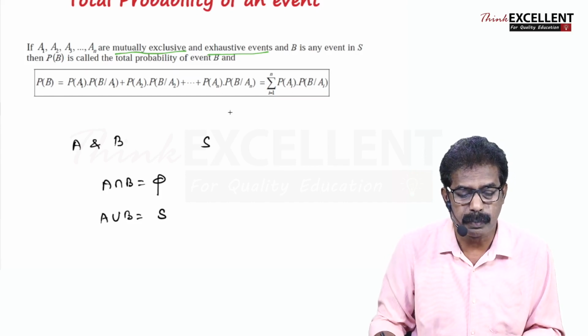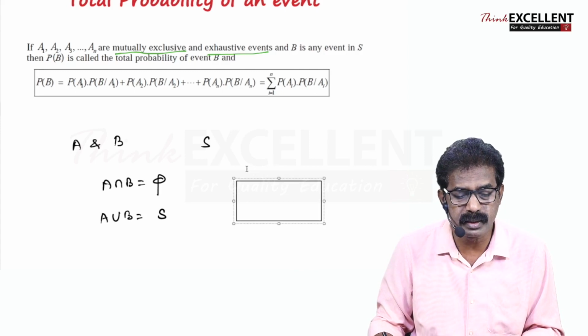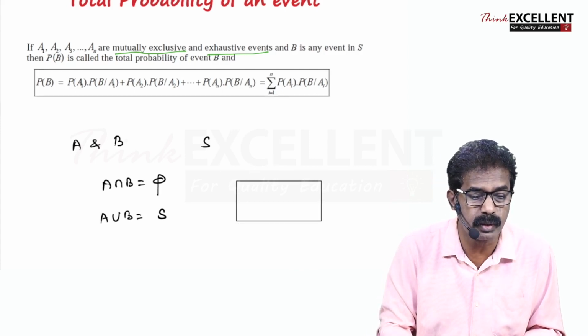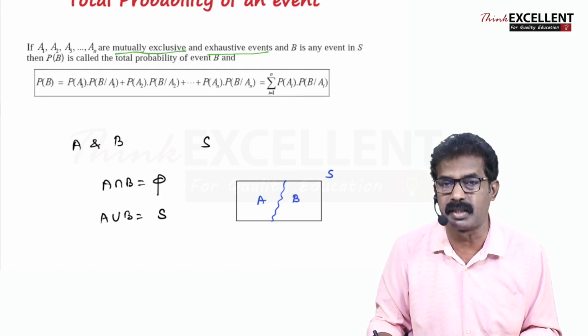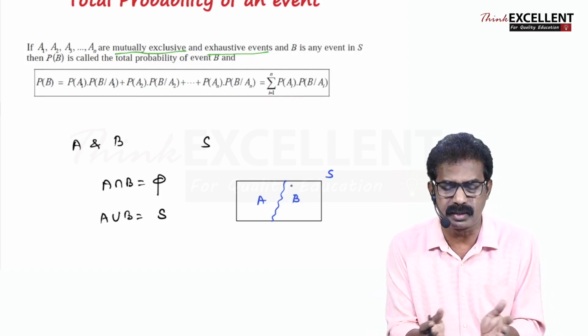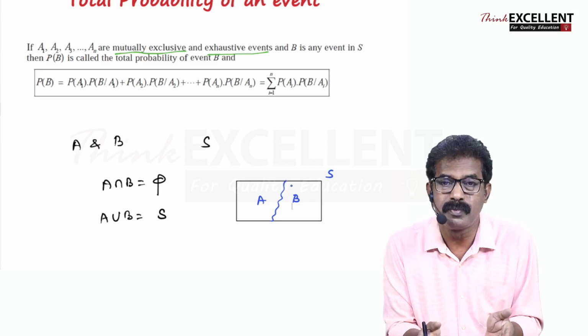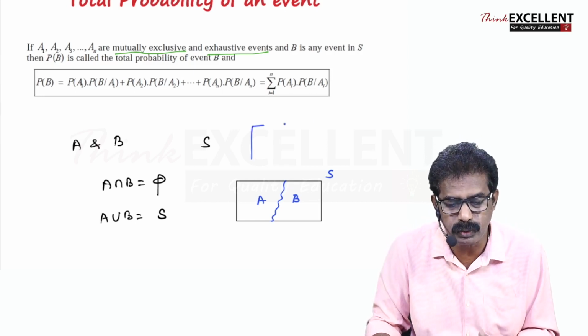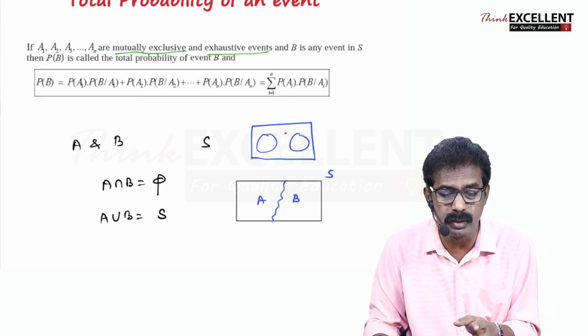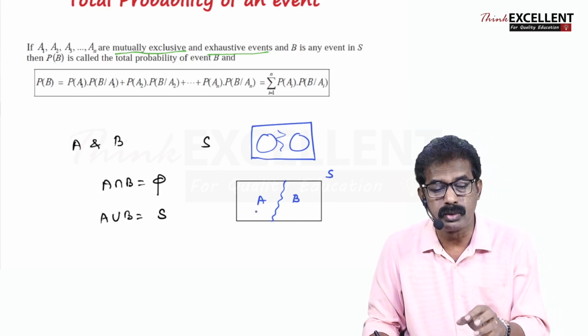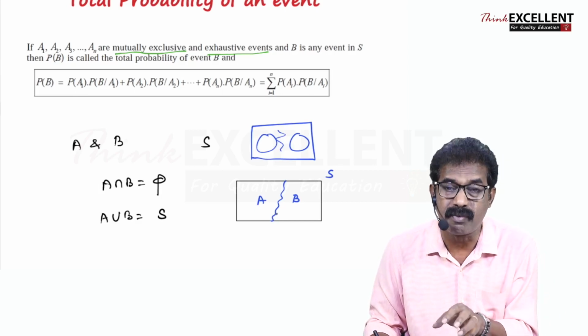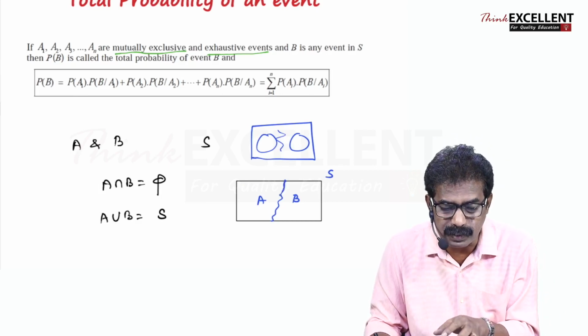But here, what is given? The events are mutually exclusive and exhaustive. How is it possible? A is one event, B is another event, right? Nothing is common, so when you take the intersection, nothing is there. But when you take the union, you get the sample space. If you draw our usual diagram, two circles, they are mutually exclusive, nothing is common, but when you take the union, you won't get the sample space, much space is left out, right? So mutually exclusive and exhaustive events, we say they form a partition of the sample space.